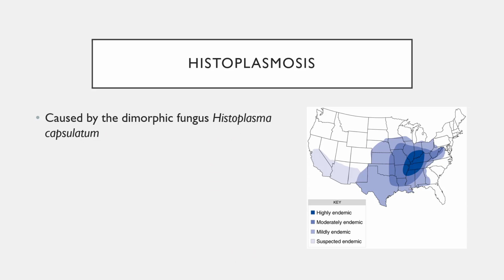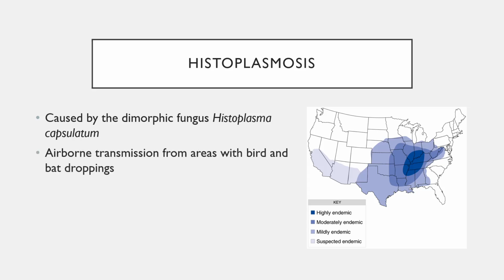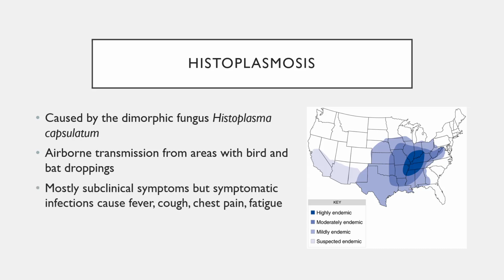Usually, spores of this dimorphic fungus are transmitted through the inhalation of airborne spores found within bird or bat droppings. However, most histoplasmosis infections are subclinical, not serious, and self-resolving. But symptomatic infections are associated with a fever, cough, chest pain, and fatigue. The most susceptible people are the immunocompromised.